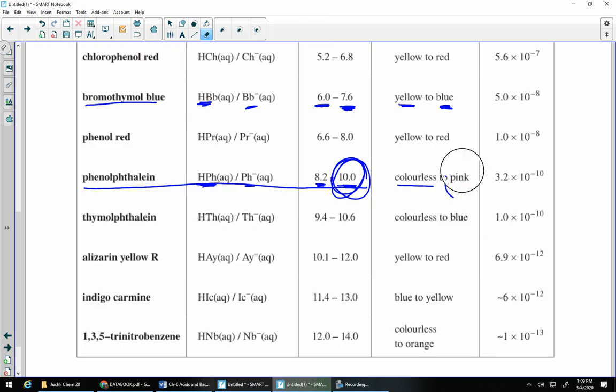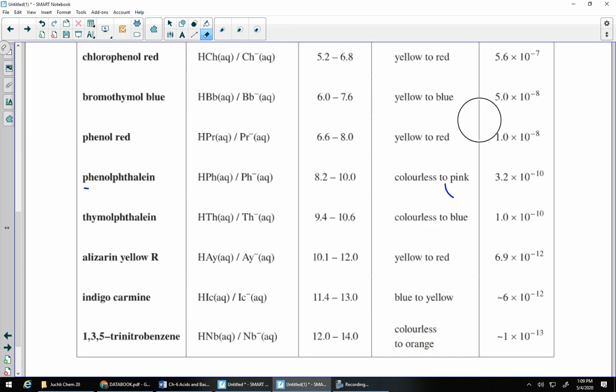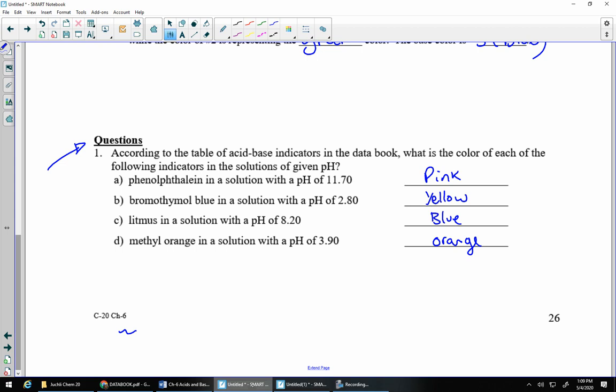This is getting messy. Let's clean this whole thing up. Bromothymol blue is right here. With a solution of 2.8, well, that's way less than 6, so it's going to be yellow. Nice. I think litmus is a little bit trickier.